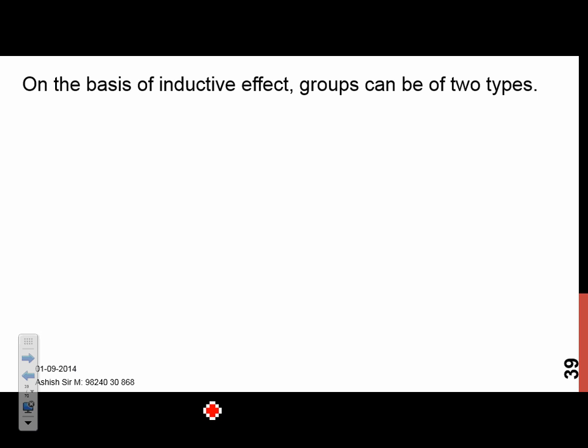On the basis of inductive effect, groups can be of two types. We have two kinds of groups over here. The first group is called the negative inductive group. Inductive group is denoted by capital I.